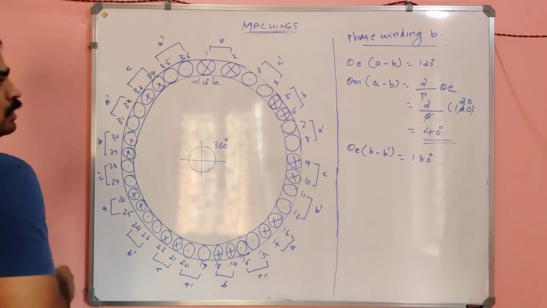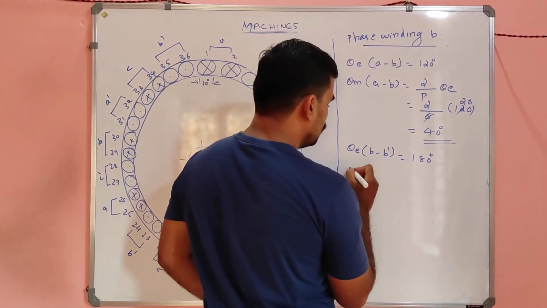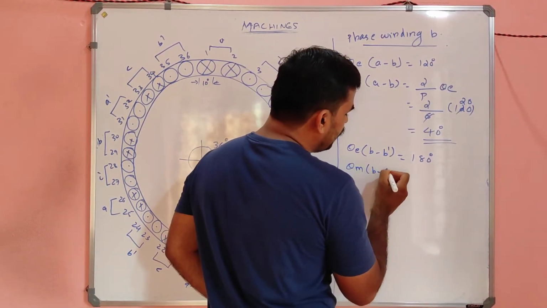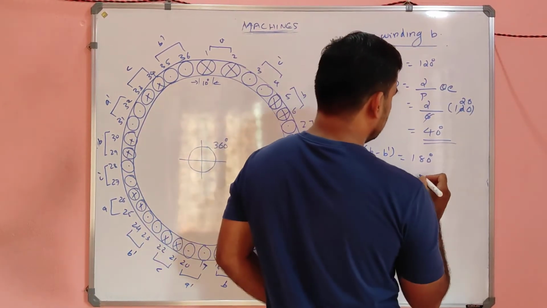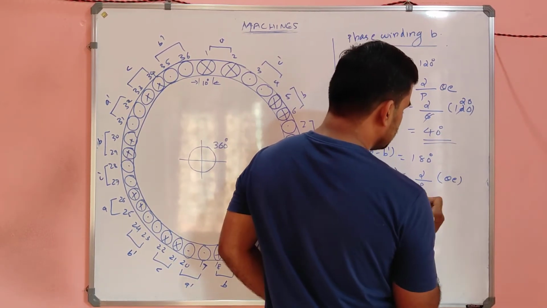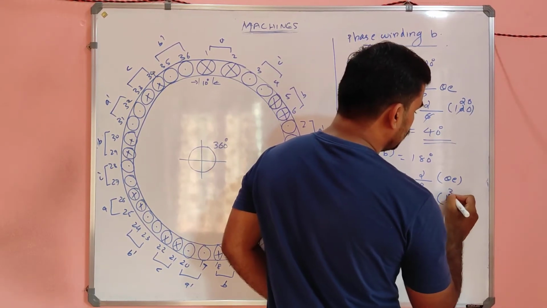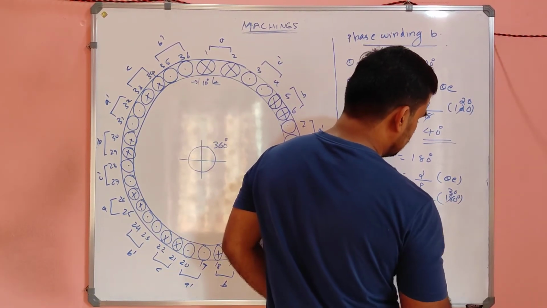Okay. So the electrical angle between B and B dash will be equal to 180, or the mechanical angle between B and B dash will be equal to what, my dear? It will be 2 by P into theta electrical, which is nothing but 2 by 6 into 180 degrees, or it will be equal to 60 degrees.